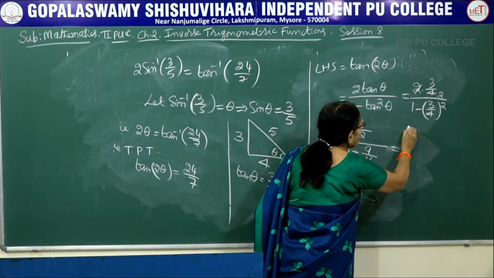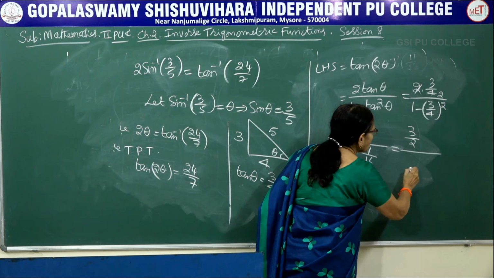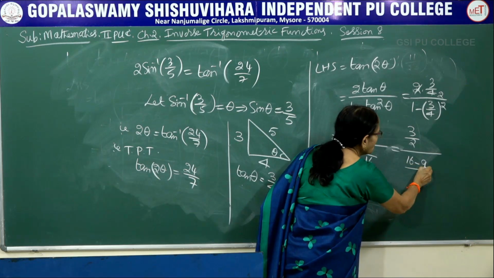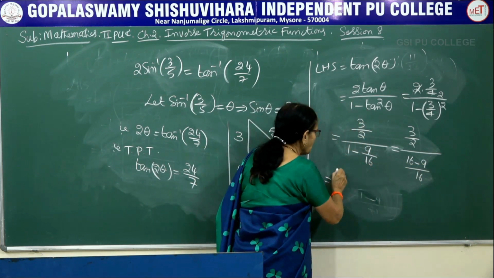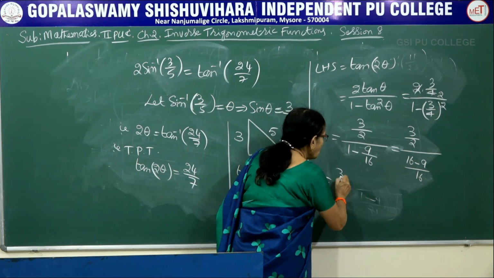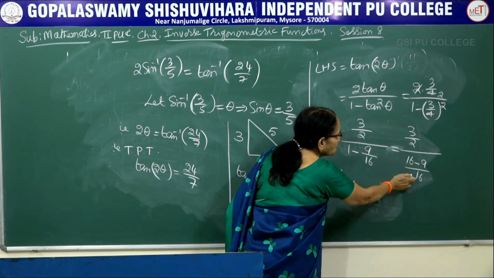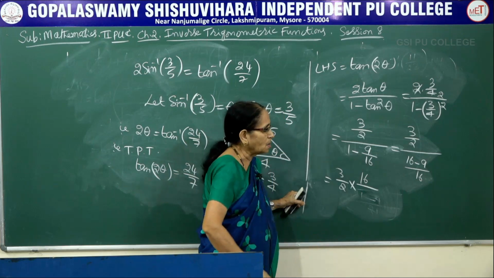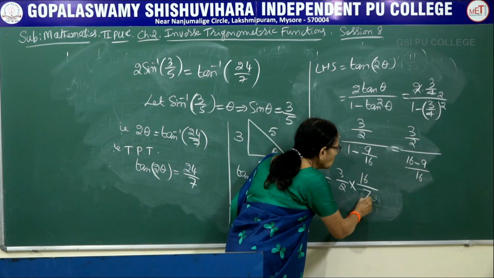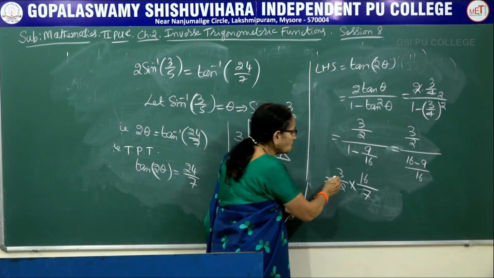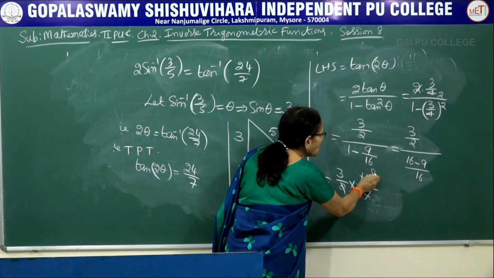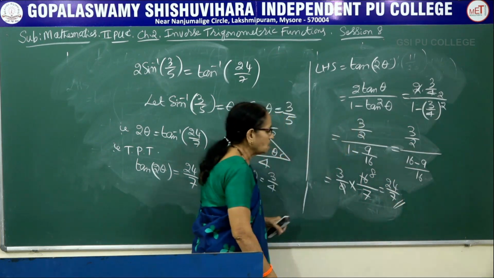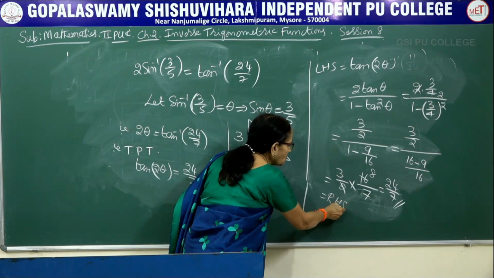Now for the denominator, let me take the LCM. The LCM is 16. 16 into 1, 16 minus 9. Let me simplify. It is 3 by 2 into, look here, 16 being the denominator goes to the numerator, and here 16 minus 9 would be equal to 7. Now we can do some cancellation. 2 1s are 2, 8 2s are 16, 8 3s are 24, and in the denominator we have got 7. That means this is equal to the right hand side.